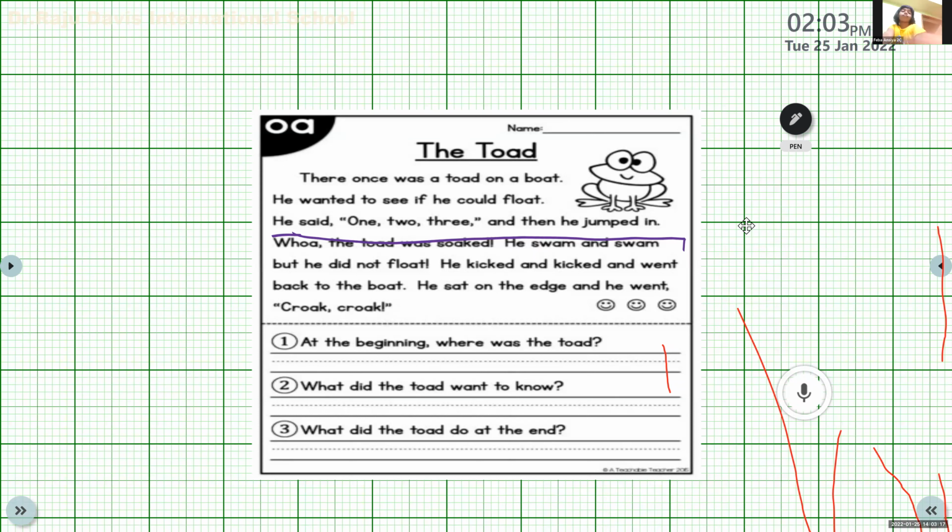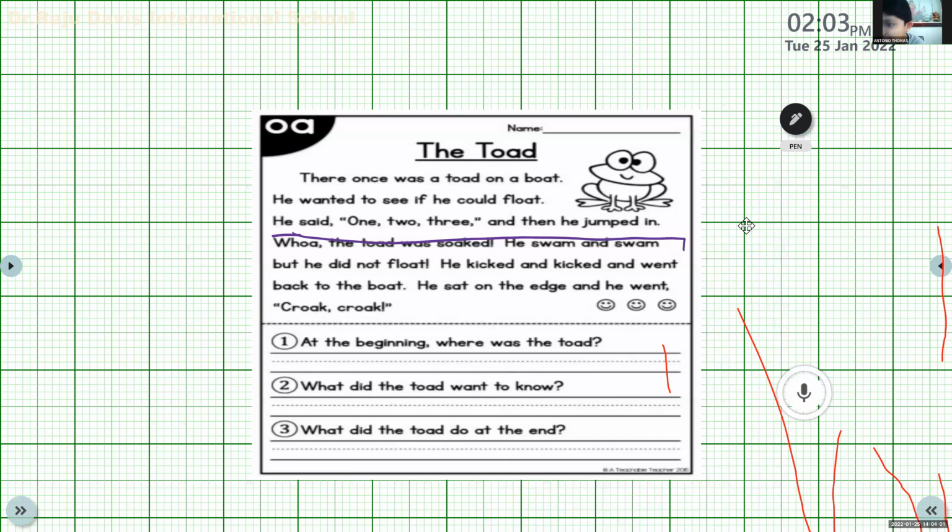Antonio. Yes, ma'am. Read. The toad. There once was a toad on a boat. He wanted to see if he could float. He said one, two, three, and then he jumped in. Very good. Ritika.